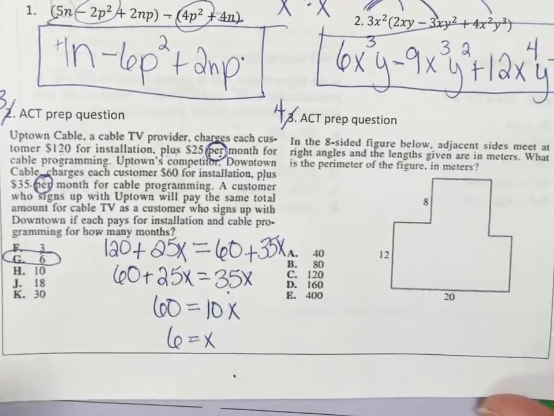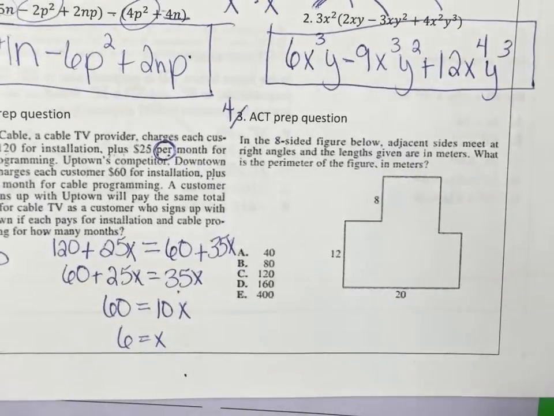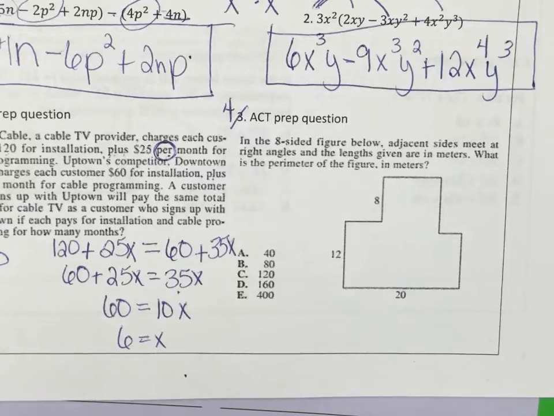Alright, what about number 4? Now, number 4, when I did this, I really overthought it, and it's a very, very simple problem. So, did anybody get an answer for number 4, Gracie? You got B, which was 80? Alright, how'd you do that?